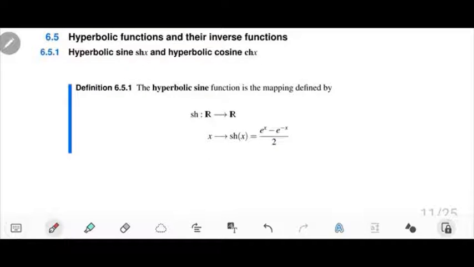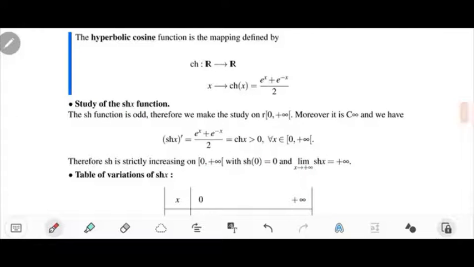So first, the hyperbolic sine function is the mapping defined from R into R. The domain of definition is R because the exponentials in here can take any x in R. So the function will be defined as the mapping that to x corresponds sh of x, which is equal to (e^x minus e^(-x))/2. And the hyperbolic cosine function is the mapping that corresponds to any x, (e^x plus e^(-x))/2, and it's denoted ch x.